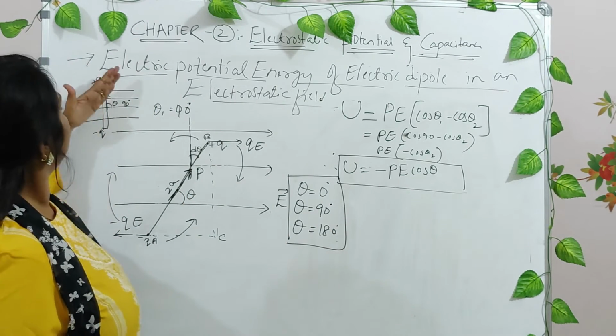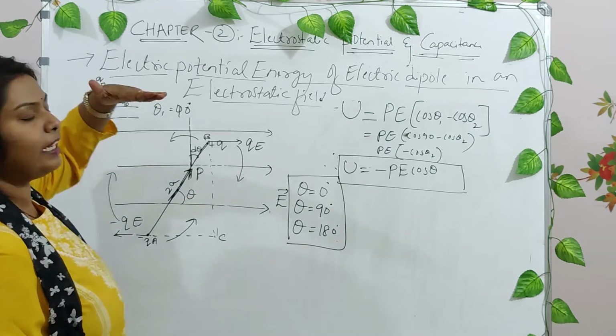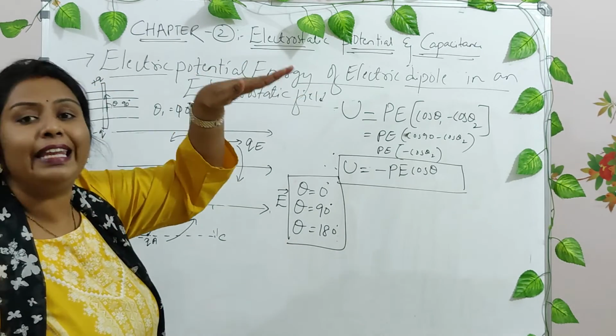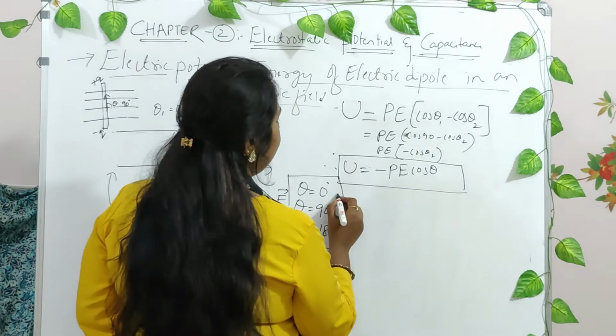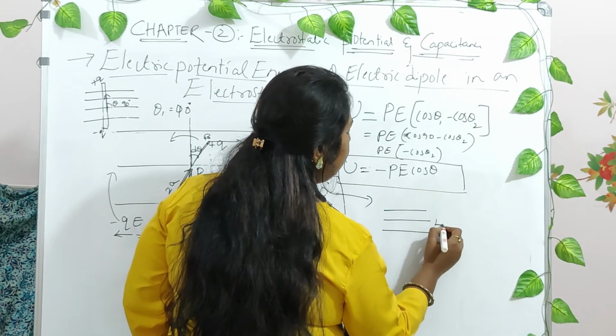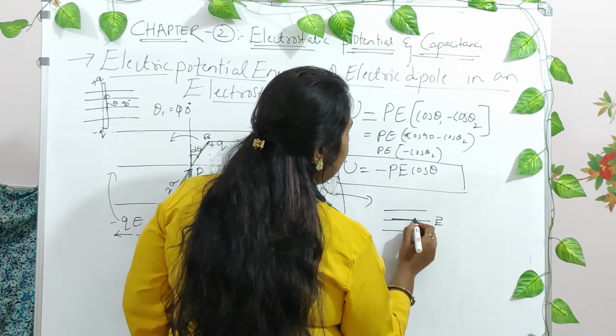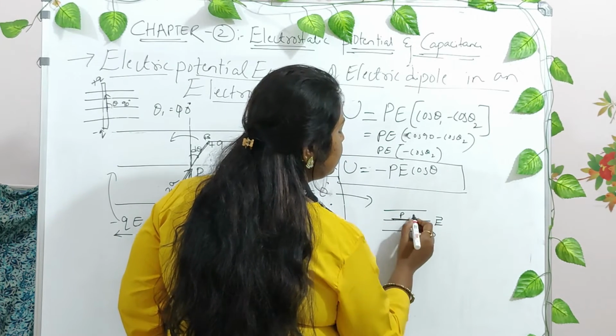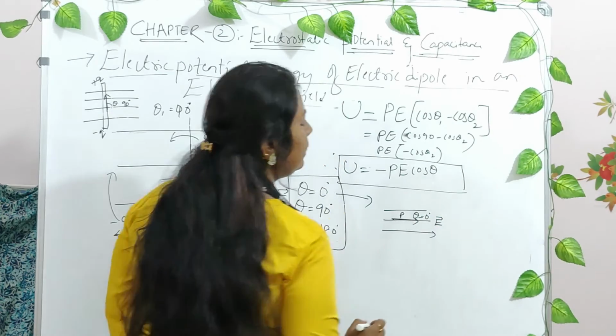A perpendicular. When theta is equal to 0 degree, then it is aligned in the direction of the electric field. Then what does it mean? For the very first case, the electric field is in this direction, right? The electric field is in this direction, and the dipole moment is also in this direction. Theta is equal to 0 degree, right?